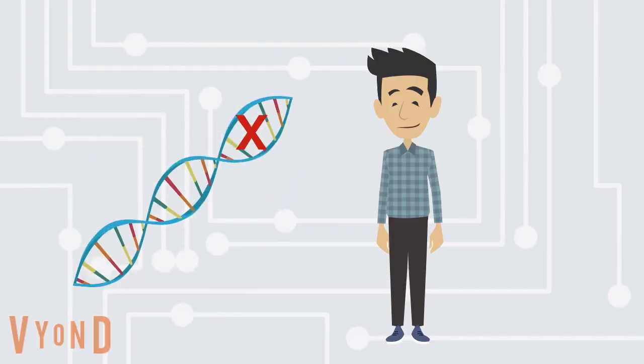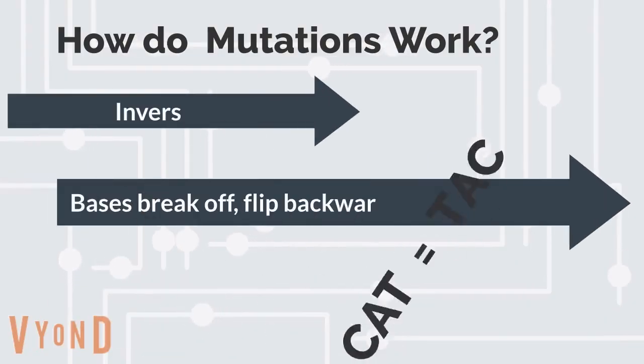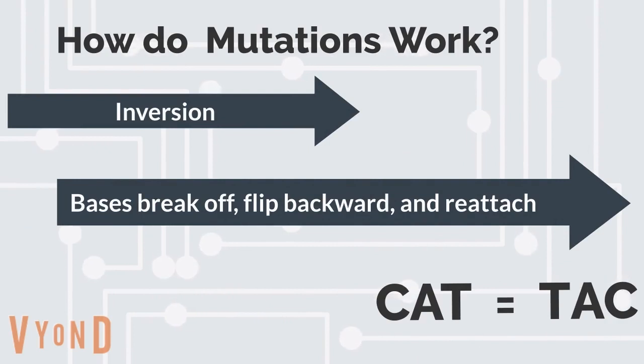Mutations occur when there is a mistake in the genetic code of either the virus or in an organism such as a human. There are a variety of ways a mistake can happen. Any change in the sequence will cause a mutation. With inversion, bases of the genetic code break off, flip backward, and reattach, changing the code into a mutated one.